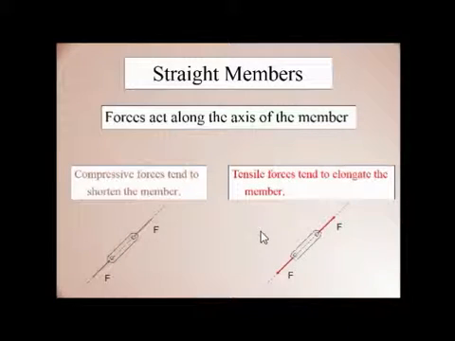Now in this case it is not compression, it is elongation of this truss member, because the forces are moving apart from each other. That means tensile forces tend to elongate this member. So these are some ideas about the straight members in case of truss.